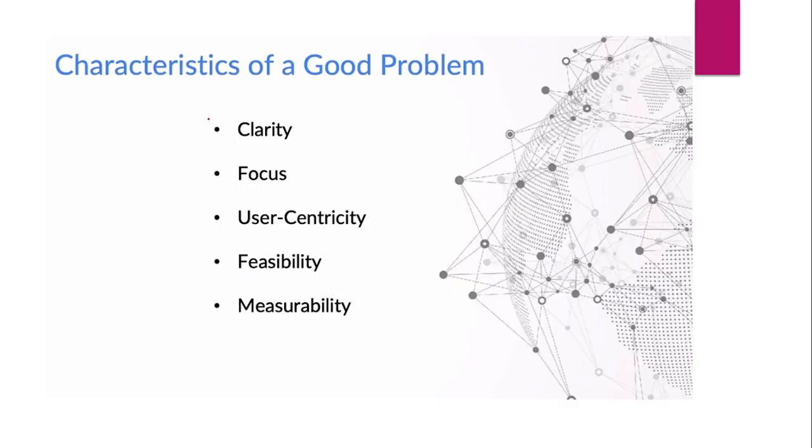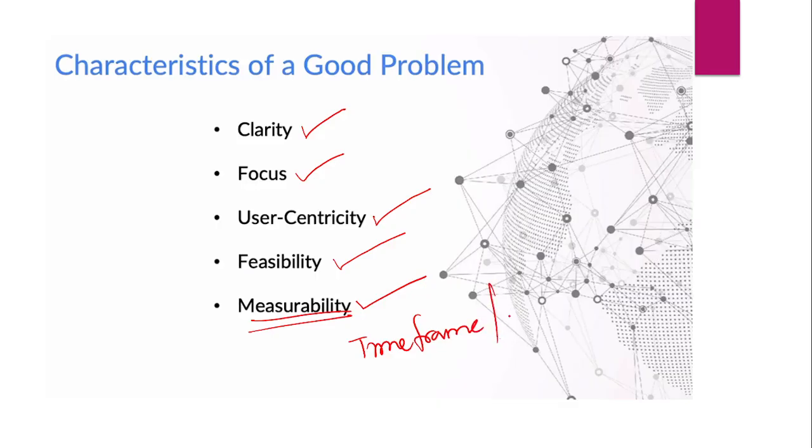While defining any good problem, it should have clarity and focus, and it relates to user centricity, feasibility, and measurability. Measurability means there is a time frame, as well as whether it is possible to execute in the particular period of time or duration. For example, I am doing a project. There are certain deadlines I have to monitor. So these are the things while defining the problem statement. You have to look at these characteristics.